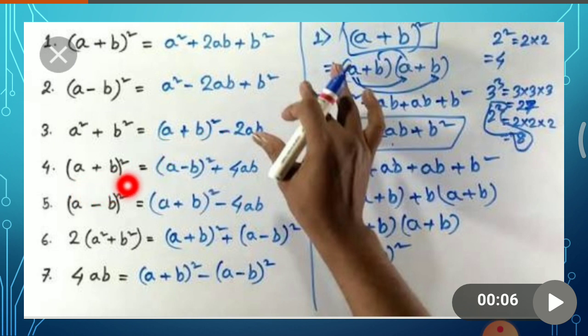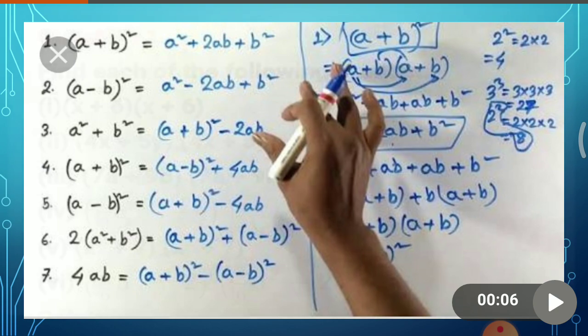A plus b whole square is equal to a minus b whole square plus 4ab. A minus b whole square is equal to a plus b whole square minus 4ab. 2 times a square plus b square is equal to a plus b whole square plus a minus b whole square. 4ab is equal to a plus b whole square minus a minus b whole square. Okay.